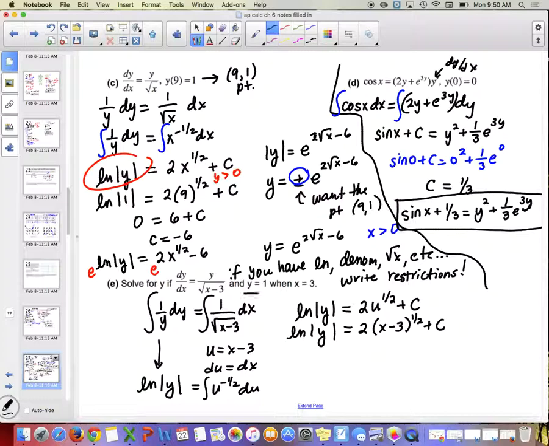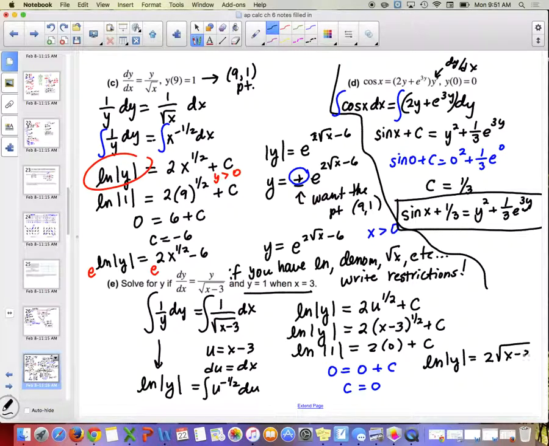Because we want y equals 1 when x equals 3. So when x equals 3, we get 2 times 0 plus c. And then we have natural log of the absolute value of 1. We always like natural log of 1. Goes away. So I get 0 equals 2 times 0 plus c, so c equals 0. So we're going to have natural log of the absolute value of y equals 2 times the square root of x minus 3. I'll write it that way.